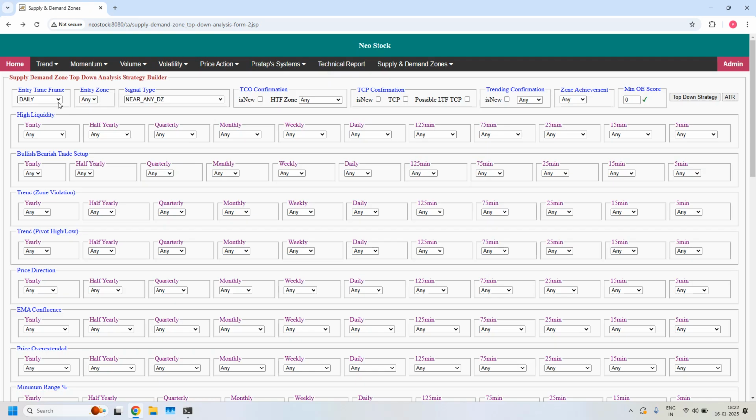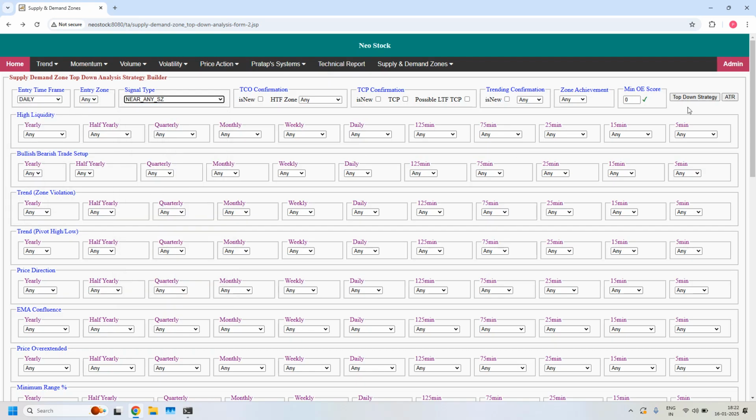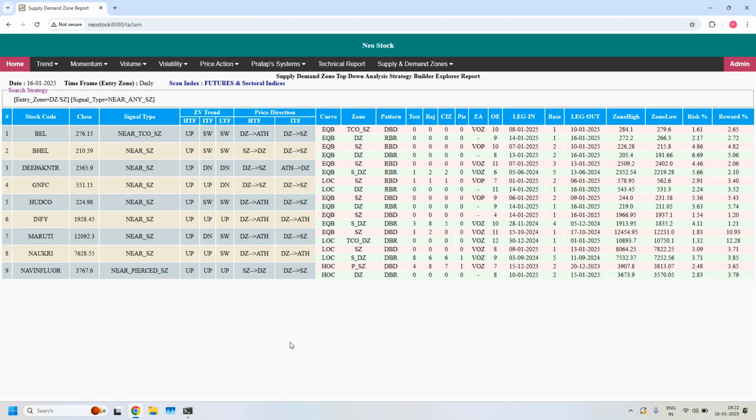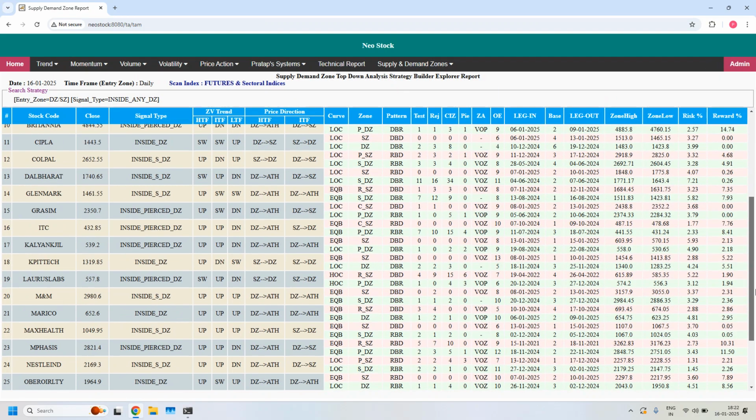So next, daily time frame, stocks near daily supply zone. We got 9 stocks. Let us identify high liquidity daily supply zones from this list. We don't have any high liquidity daily supply zones from this list. Okay, next, daily time frame, price closed inside the daily demand zone. We got a big list.